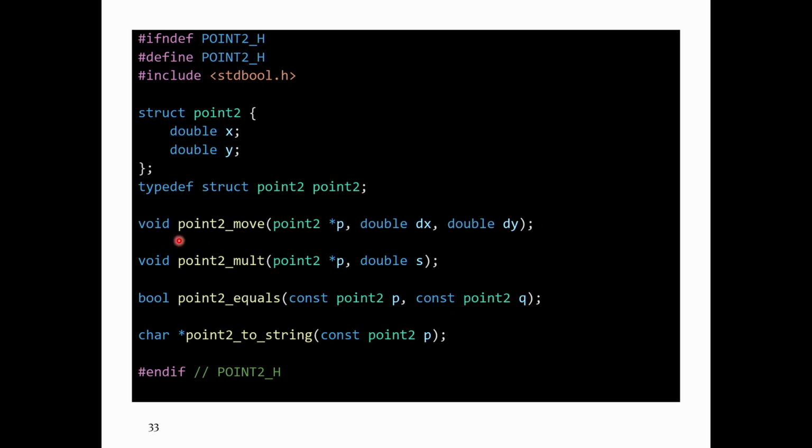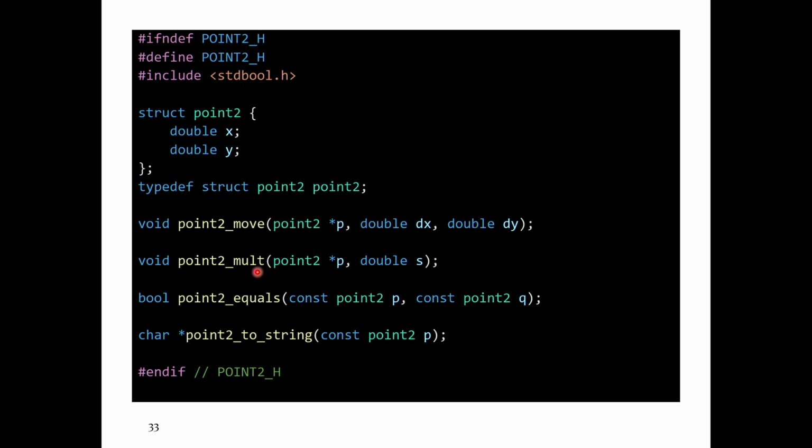All this says is that there's some method called point2_move that takes in a pointer to a point2, takes in a double and a double, and returns no value. So it says this function exists. It doesn't say what the implementation of the function is. It just says it exists. When someone includes this header file, they're allowed to call this function, as long as they pass in a pointer to a point2 object and two doubles. So the compiler can check all of that.